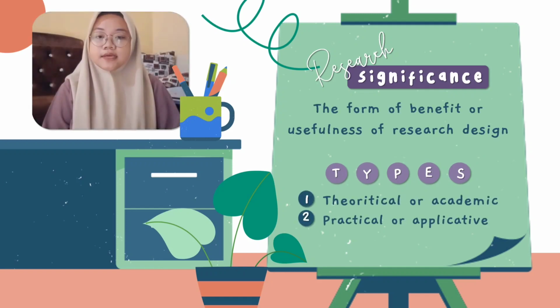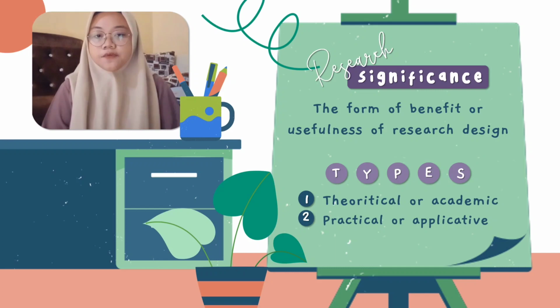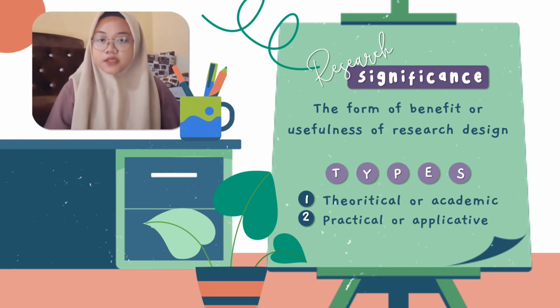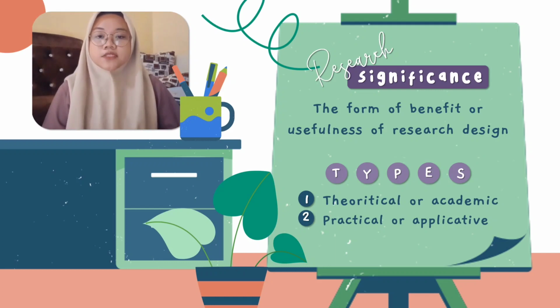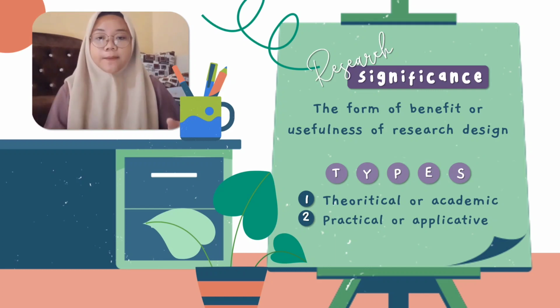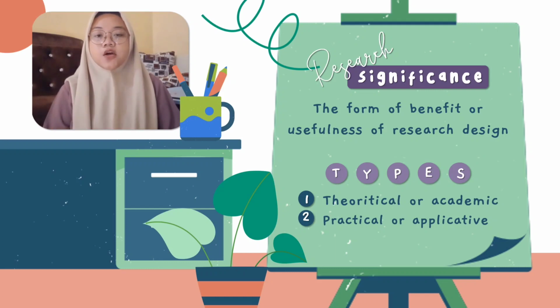Okay, and then the second material, it's about research significance. The definition of research significance is the form of the benefit or usefulness of the research design. And the benefit can be in the development of program or development of science. And there are two types of research benefits. First, theoretical or academic, and the second, practical or applicative.